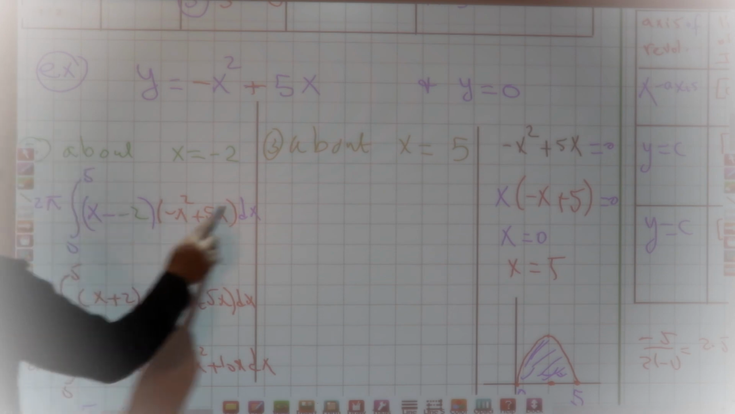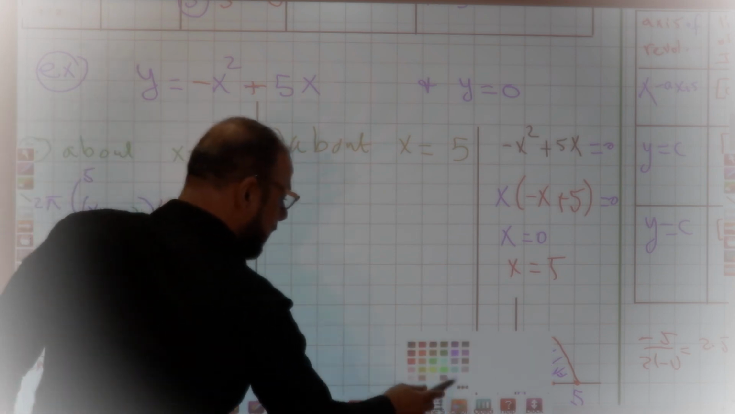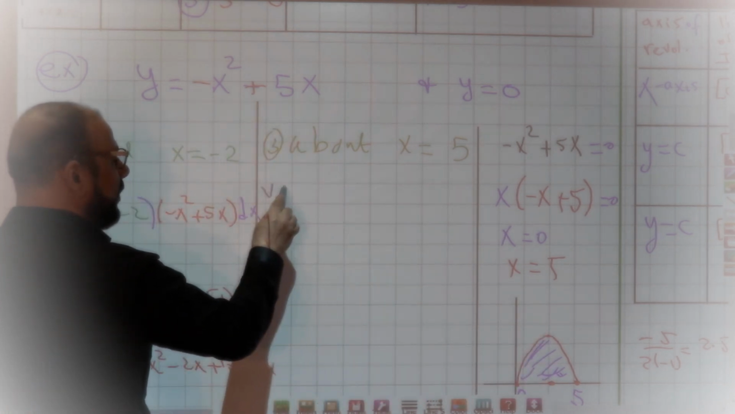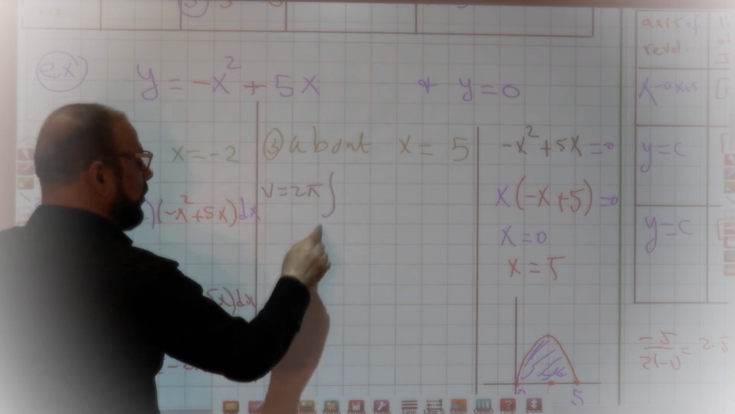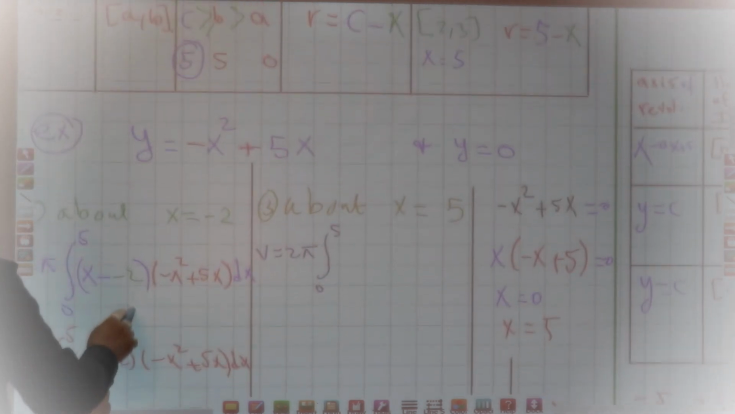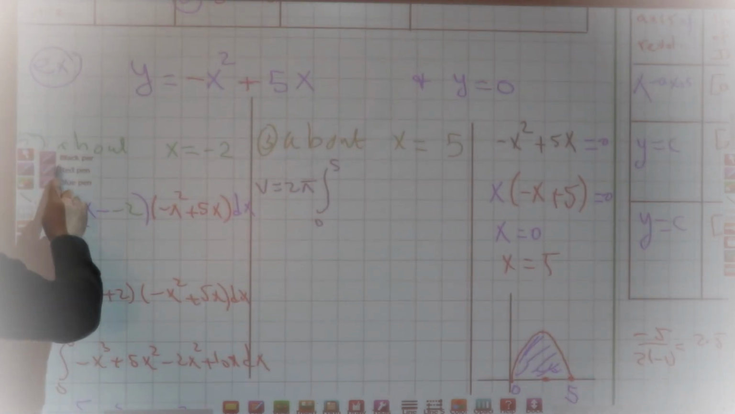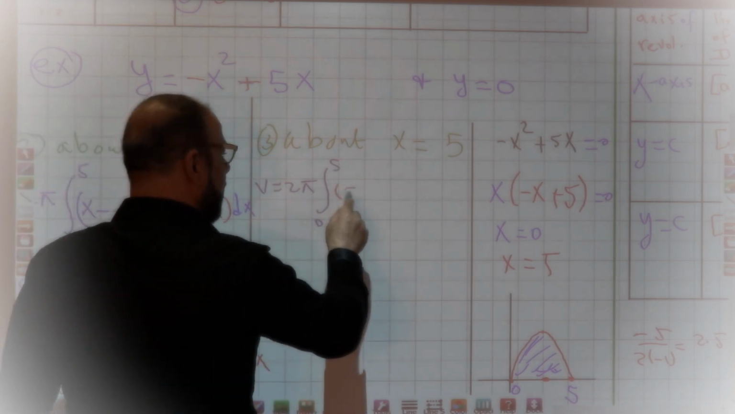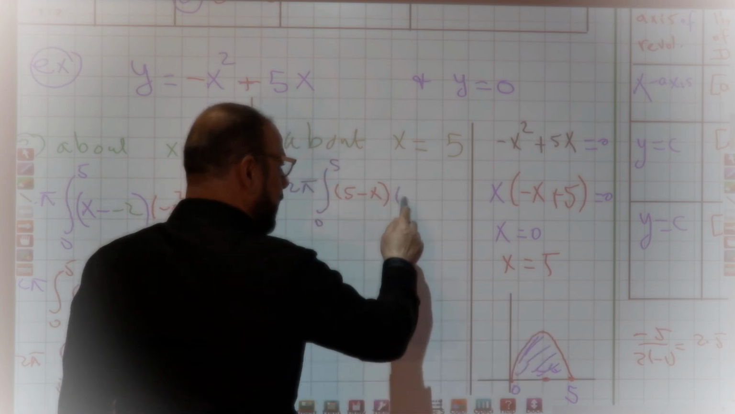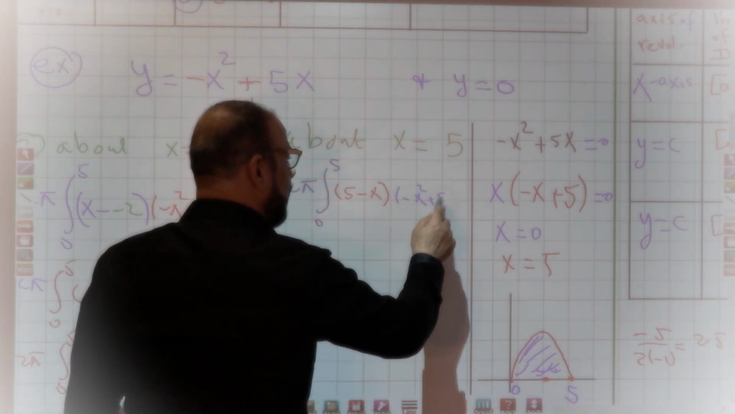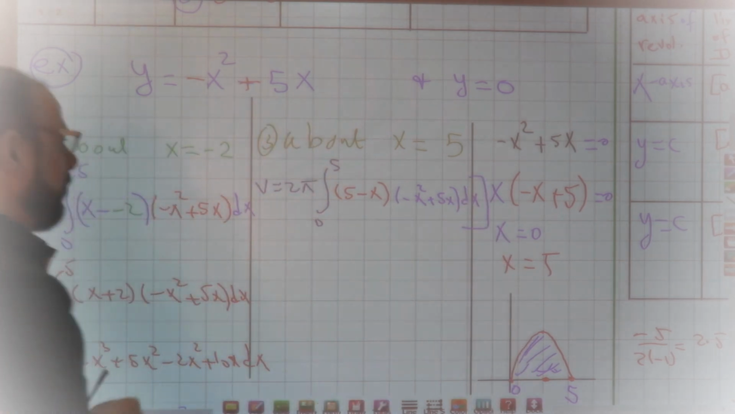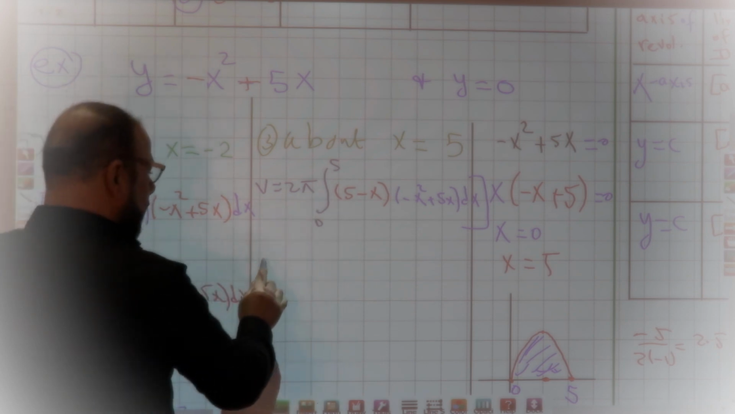Then my radius is 5 minus x. Volume equal, okay, I'm going to use this one. Volume equal 2 pi from 0 to 5. Now, what do we have? The rule, 5 minus x, right? 5 minus x, and my function is negative x squared plus 5x dx. Okay. Just the same.